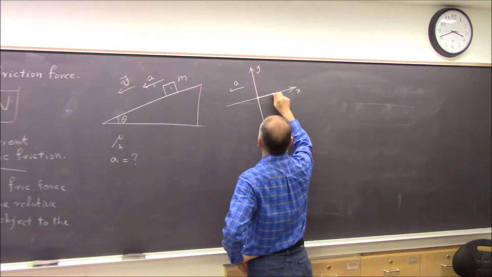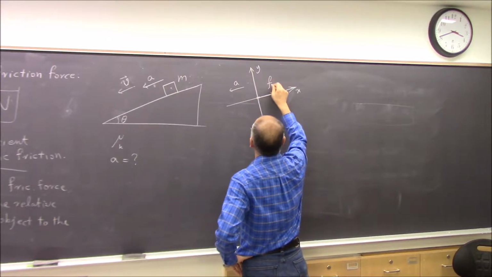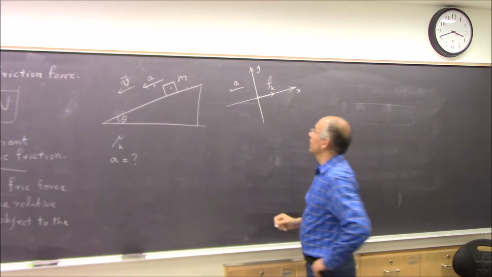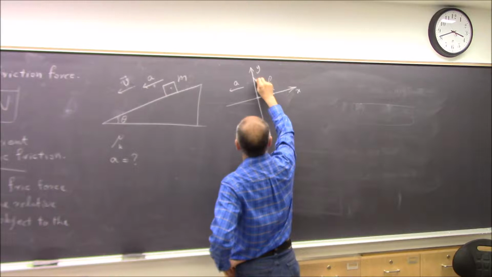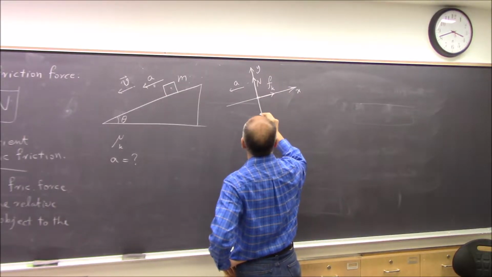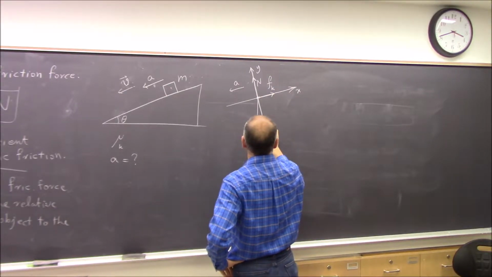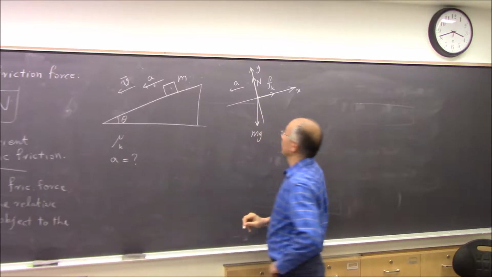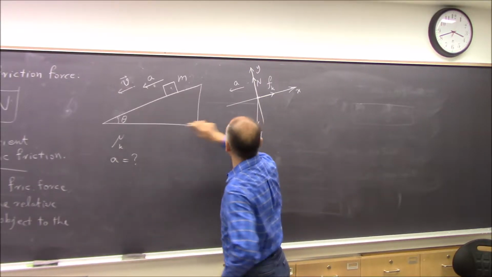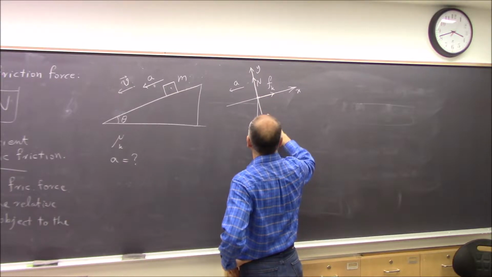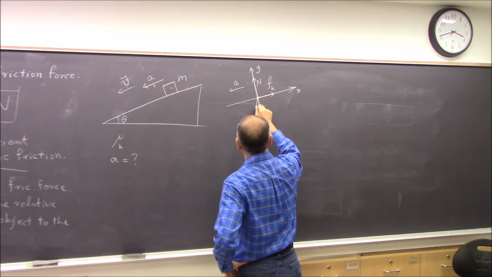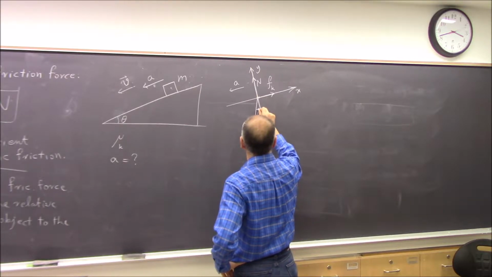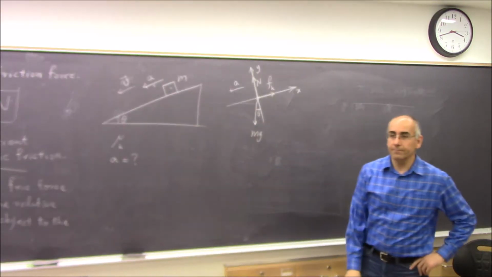And friction force is this way, Fk, because it's moving, it has Fk, right? And then normal force is that way, and then gravity is this way, mg. And the angle of the ramp turns out to be this angle. This turns out to be this angle, right?